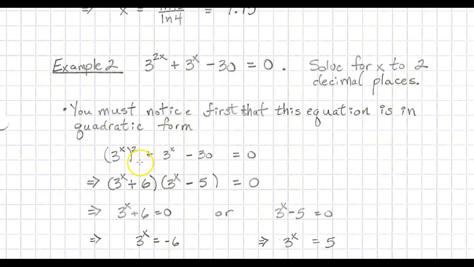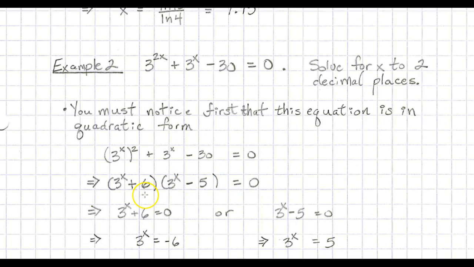In this case, this is a quadratic form where I have something with an x in it squared plus that same something minus a constant equals 0. Again, that's what we call quadratic form. So you treat it like a quadratic, which means you can try to FOIL in your head and see if you can factor it. So the 3 to the x squared has to be 3 to the x times 3 to the x. And then the factors of 30, where the difference between the two is one of these somethings, in this case 3 to the x, would be 6 and 5. So it's 3 to the x plus 6 times 3 to the x minus 5 equals 0.